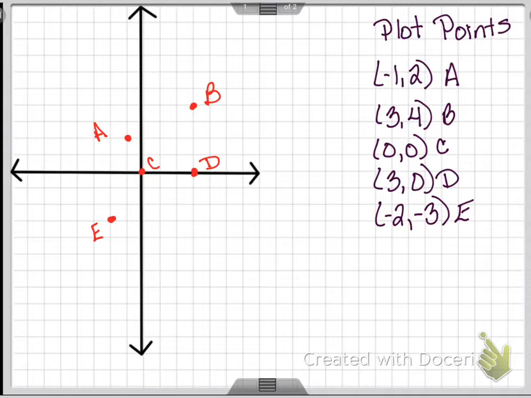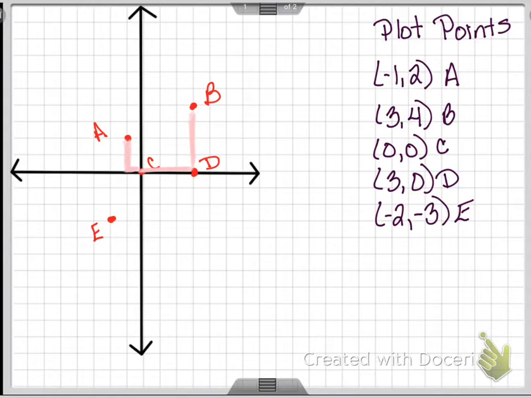Points. So, for my first one, -1 is my X value, 2 is my Y value. So I moved over to the left, -1. Then I moved up, +2. For B, I went to the right 3, and then I went up 4 because they were both positive.